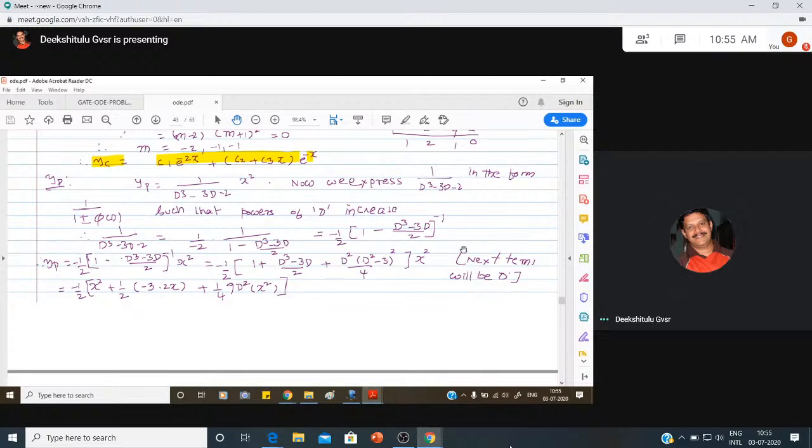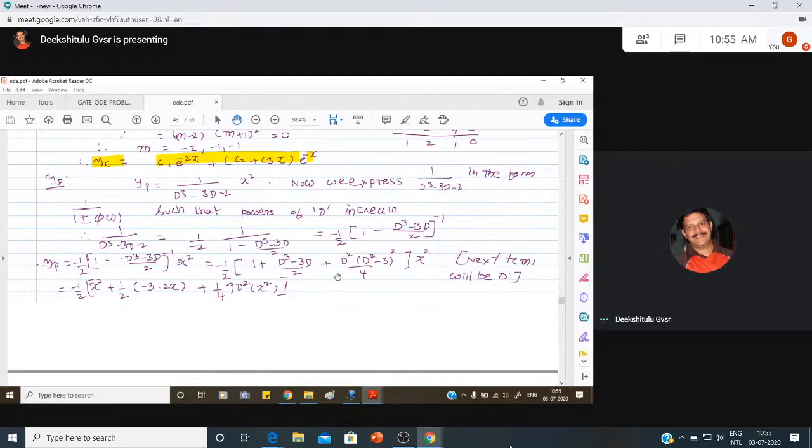So, when you operate this here, D cube of x square becomes 0. D of x square is 2x. If you see this next step, what happened? D cube into something. When D cube is there, the derivative becomes 0. You need not calculate that. So, you can stop the series here.